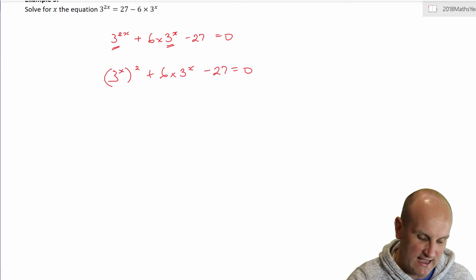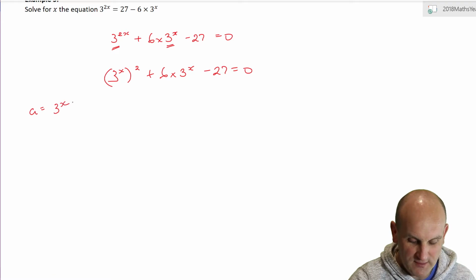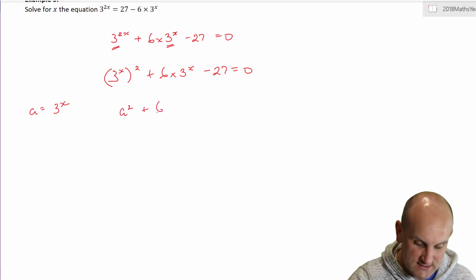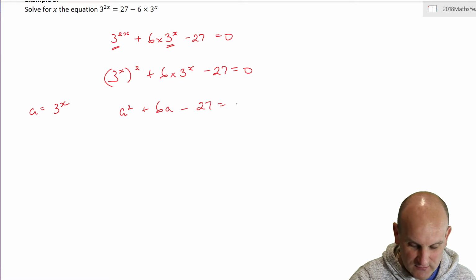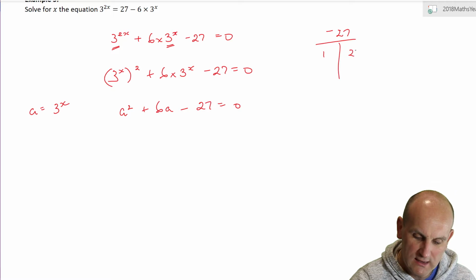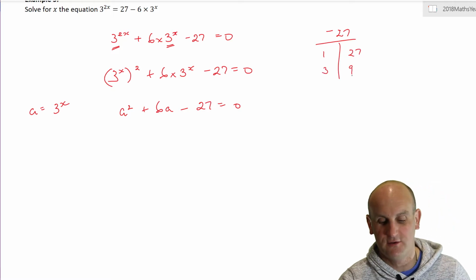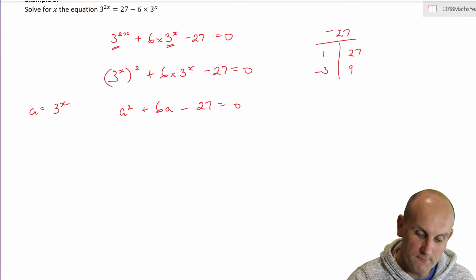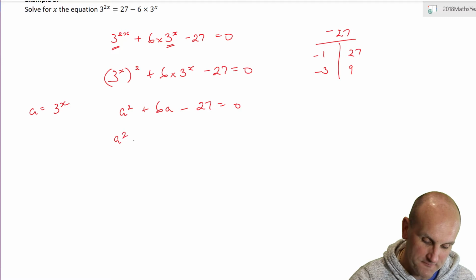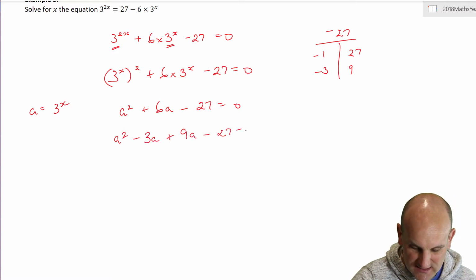Once again, let's let a equals 3 to the power of x, and it's not always 3 to the power of x. So we get a squared plus 6a minus 27 equals 0. T method minus 27, so I want 1 and 27, I want 3 and 9. Now, as it turns out in this situation, 3 and 9 is correct because I want minus 3 and plus 9 to give me that plus 6. So a squared minus 3a plus 9a minus 27 equals 0.